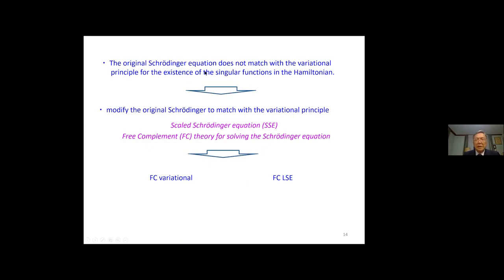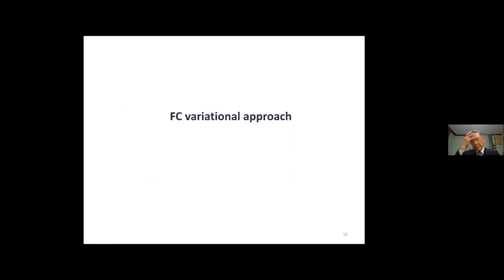For the original Schrödinger equation, we have two ways of solution. One is free component variational. The other is free component LSE. We want to explain these two ways of approach. So the first approach is the free component variational approach.